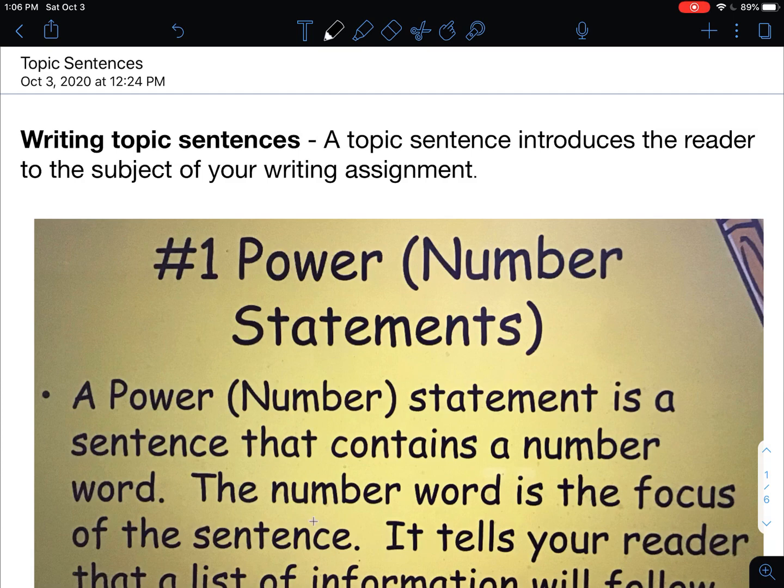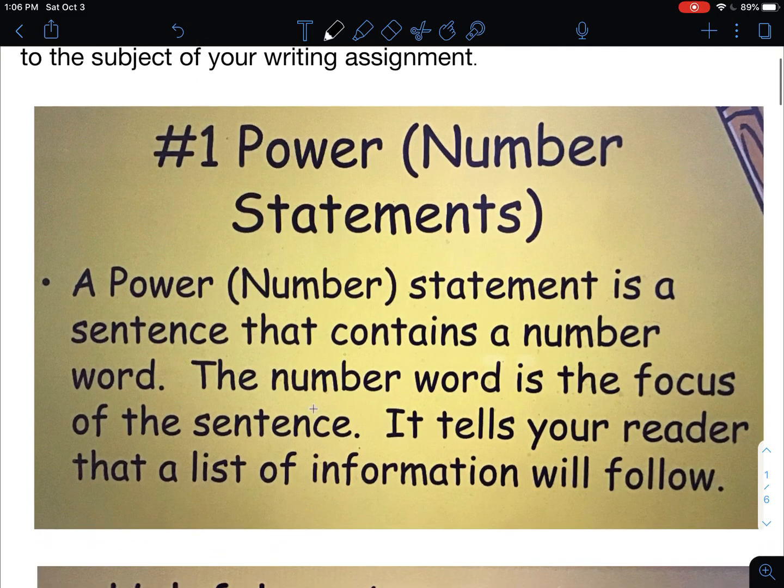So again, for writing topic sentences, a topic sentence introduces the reader to the subject of your writing assignment. So the difference between that and an NVF is an NVF tells the reader where you got your information. It tells them about the articles you read, whereas your topic sentence is going to tell the reader about what you are going to be writing about. Okay? So there's two types of topic sentences, but for right now we're focusing on power number statements.